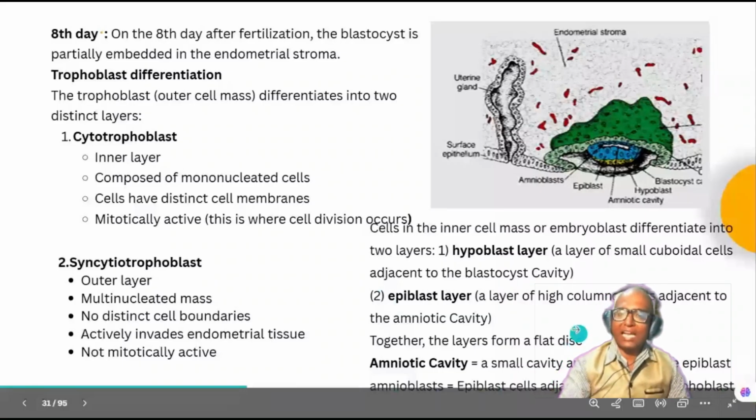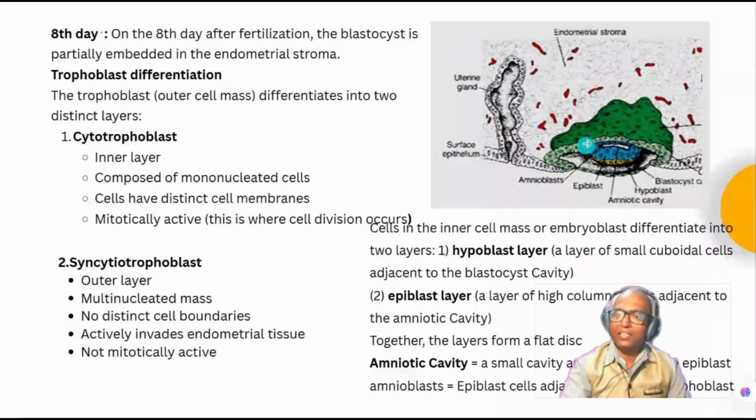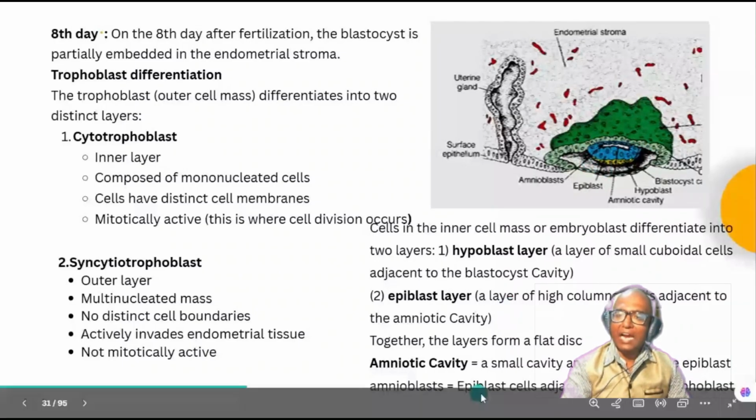Okay, so there is an amniotic cavity. A small cavity appears within the epiblast. Okay, so amnioblasts are epiblast cells adjacent to the cytotrophoblast. So these are the amnioblasts which are adjacent. This whole is covered by the cytotrophoblast. So these cells which are adjacent to the cytotrophoblast are called amnioblasts.